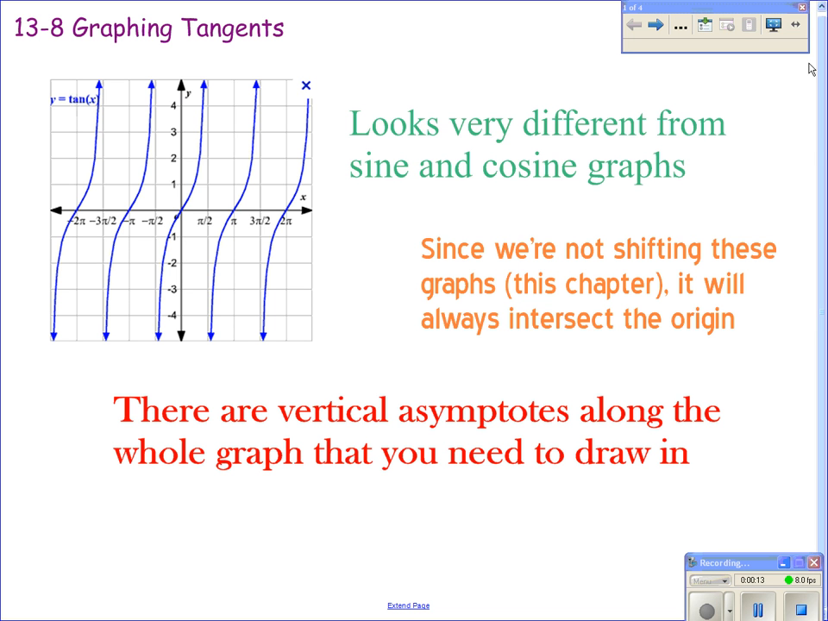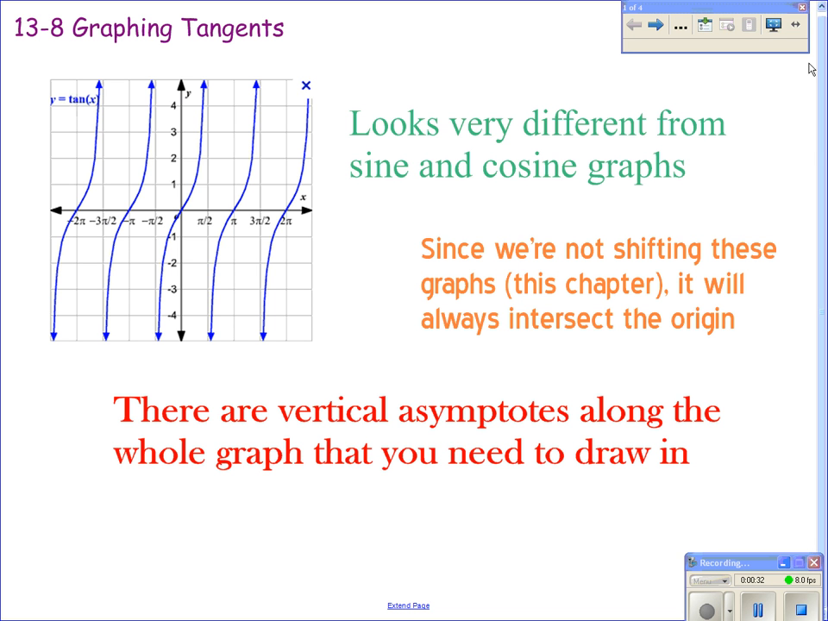So the last section in chapter 13 is graphing tangent. We just talked about graphing sine and cosine, the waves. These look completely different, as you can see from your notes. They're a bunch of repeated squiggle lines. And in this chapter, not even in this course, it's only in trigonometry that you would do anything else with these graphs, but we're not going to be shifting them in any way, shape, or form. So we don't have to worry about that.